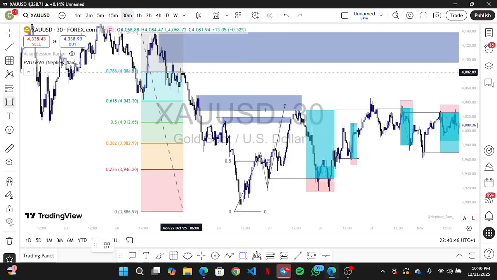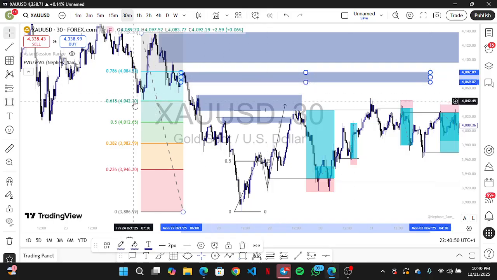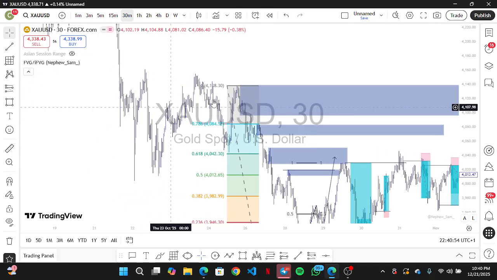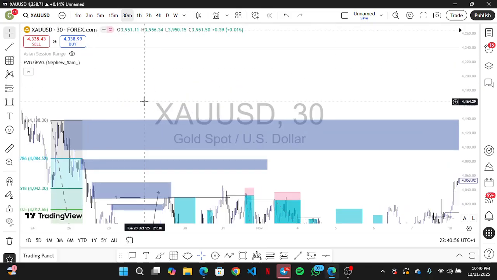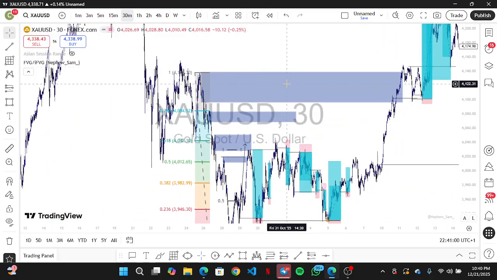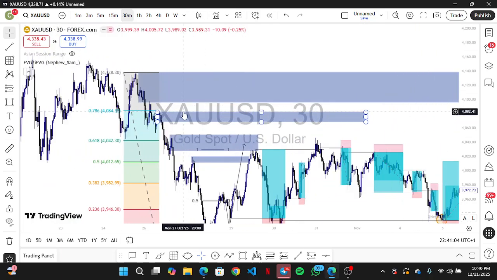OBs are everywhere on this chart. You need to understand that, on this swing, even the tip is an OB. This was a 4 hour OB. So that's the thing you need to understand. That was a 4 hour OB.